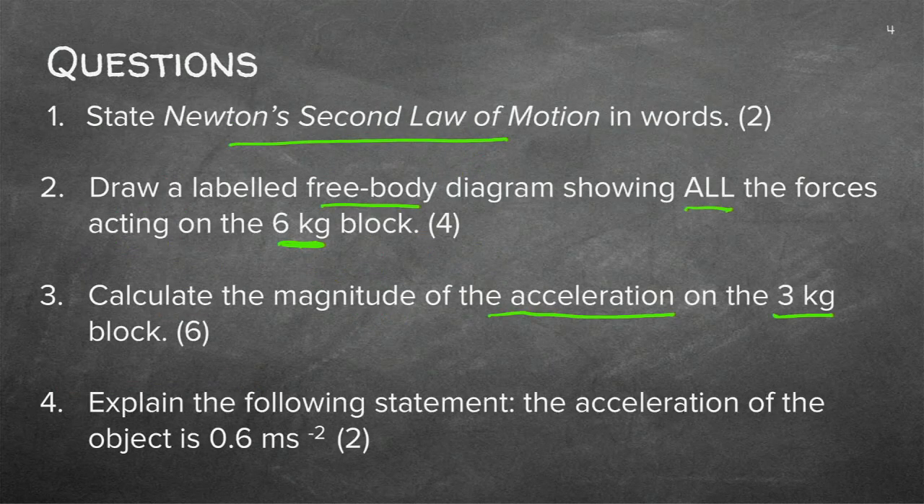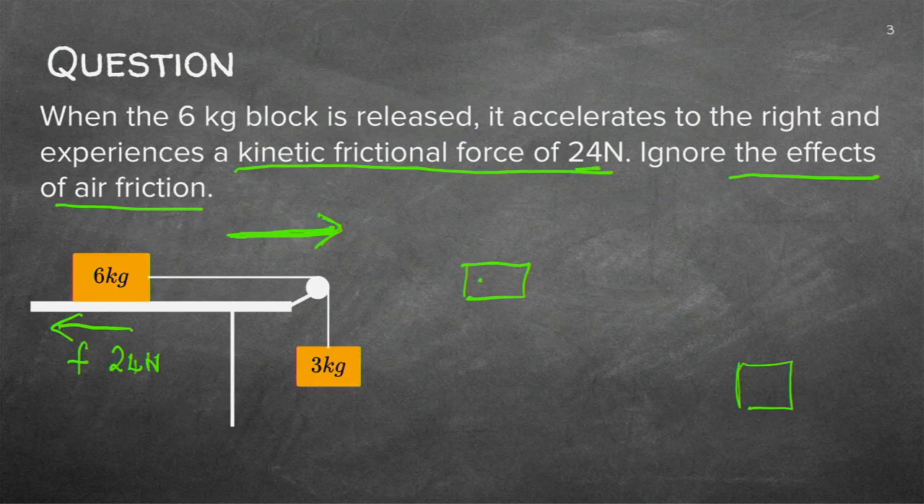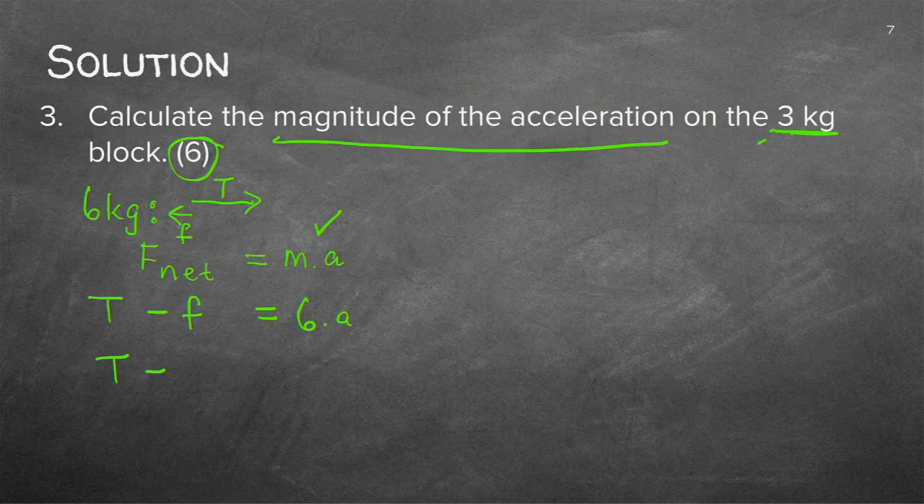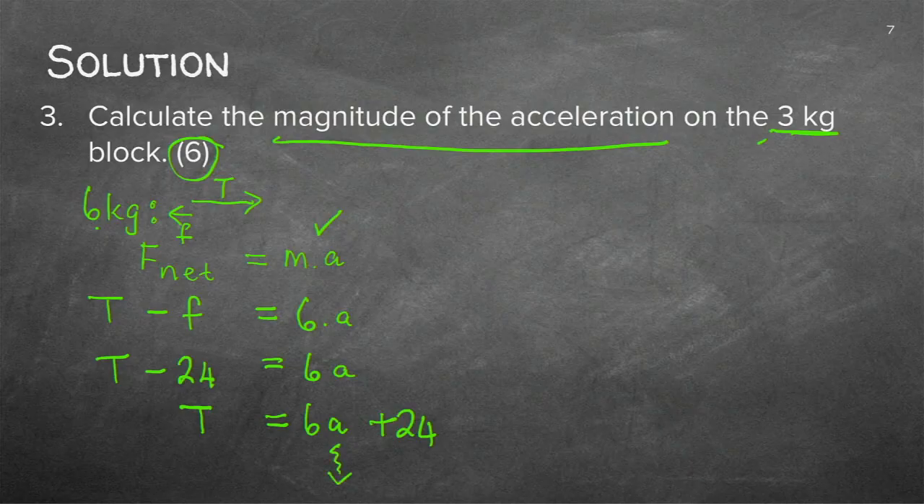Let me quickly get to that. Where did I have it? 24. So they gave me the frictional force. Be careful that you write that down because this is going to help you with your calculation. So I've got for the 6 kilogram, a T that's equal to 6A, and I'm going to take the 24 to the side, which is 24. Now I've got A as well as T as unknown.